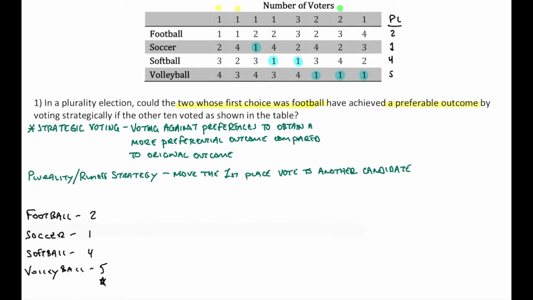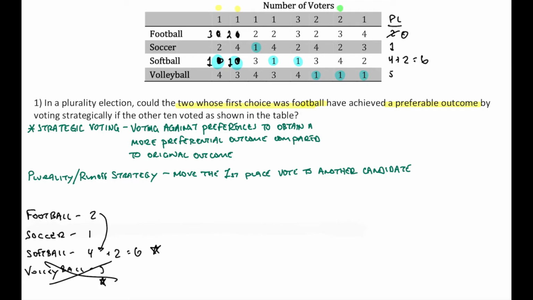So our strategy is to move our 1st place vote to another candidate. I'm going to take this one and switch it with my 3 for that 1st column. I'm going to take my 1 and switch it with my 2 in the 2nd column. That means those 2 votes now get switched to softball instead. That subtracts 2 votes from football, bringing them down to 0, but adds 2 votes to softball, bringing softball up to 6. So if we take those 2 votes from football and add those 2 votes for softball, softball takes the win away from volleyball. We have voted strategically.